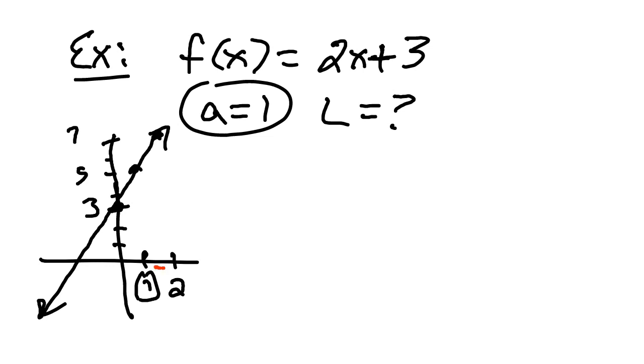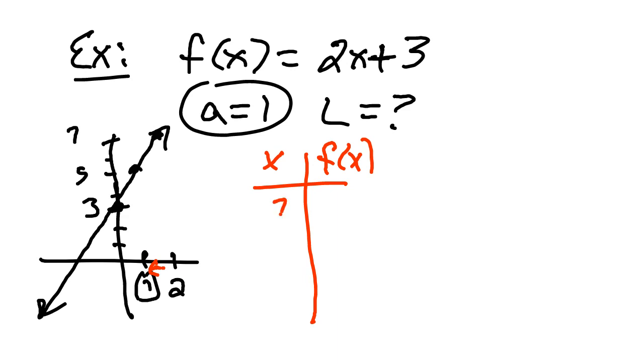So let's approach 1 from the right. Okay, then what am I getting? To get a visual here, if I have x and then f of x, and once again I'm approaching from the right. Let's start at 2. If I plug in 2, I'm getting a height of 7, right? So 2 times 2 plus 3, that's 7. Well, let's get a lot closer to 1. So let's go 1.1. What if I plug in 1.1? If I double it, I get 2.2, and then add 3, I get 5.2, right?